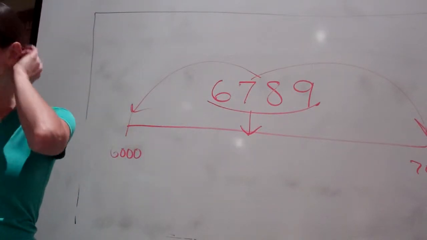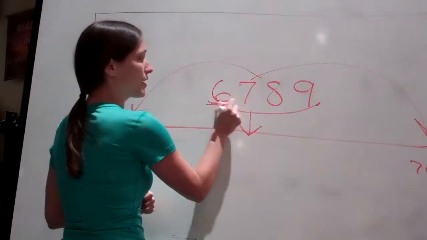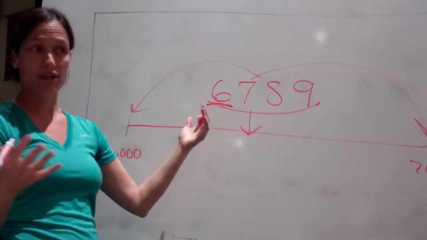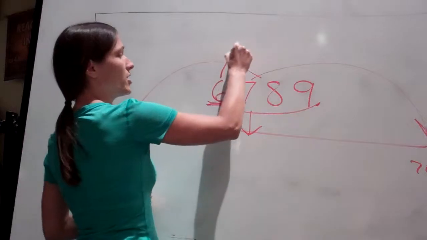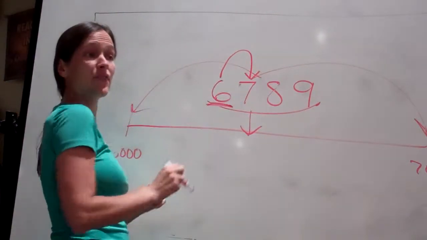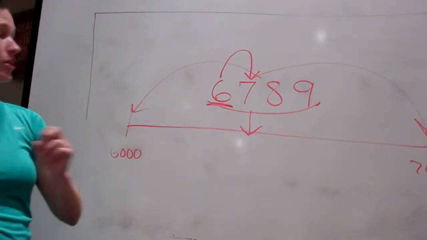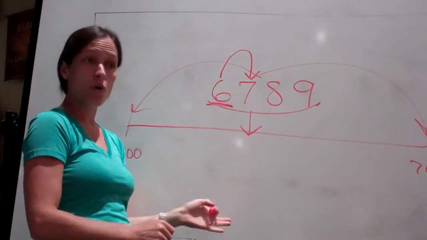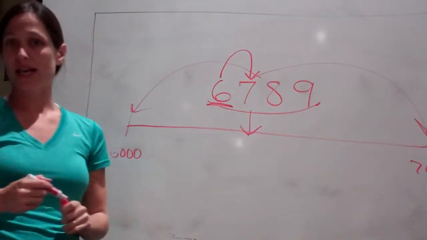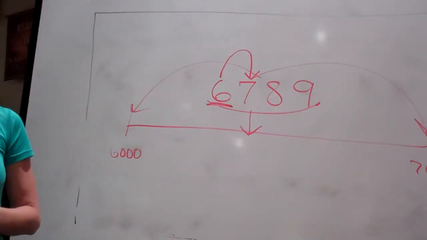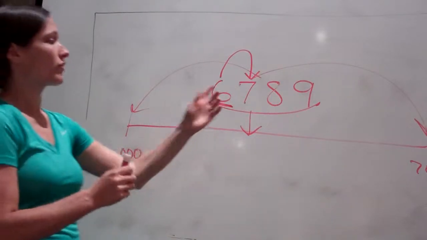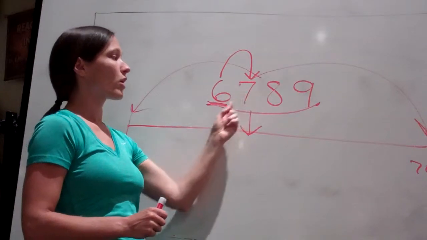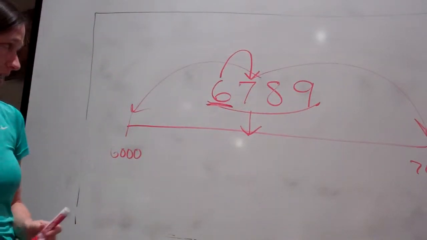And the way I taught that last year is you underline the number that you're trying to round by. So we're rounding the thousands place. You look at the number to the right. If it is 5 or higher, you round it up to 7,000. If it is 4 or lower, you keep it at 6,000. Everybody remember what we did last year? So if this was 5 or higher, I would move this up to 7,000. If it was 4 or lower, you would keep it the same, 6,000.